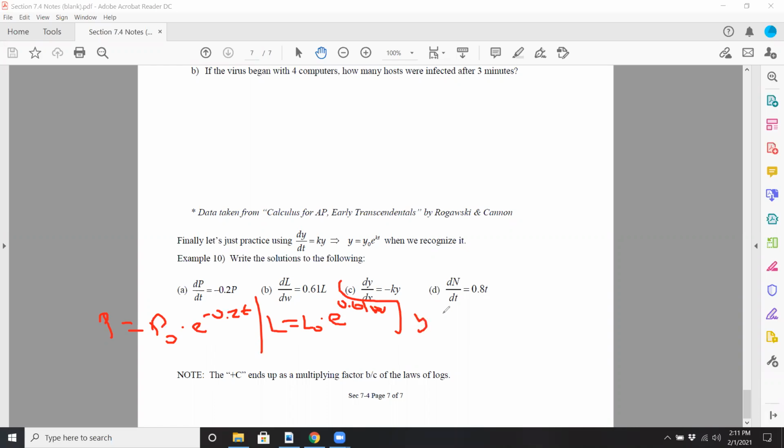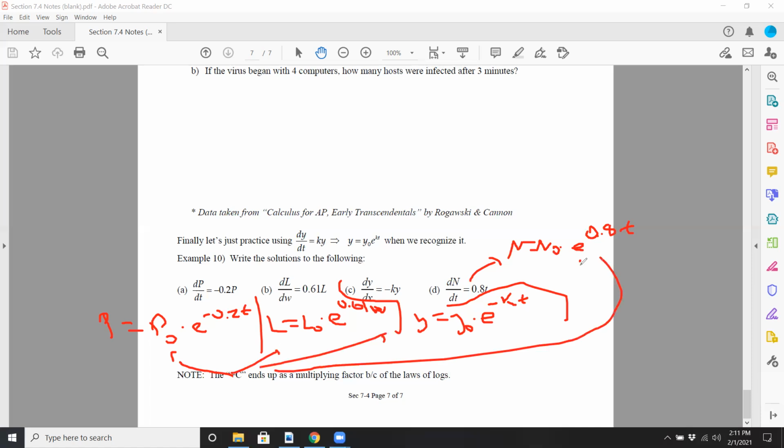Here you can say y equals y sub 0 times e. Now you have a negative here, so do e^(-kt). And then finally for d, you say N equals N sub 0 times e^(0.8t), where the k value is 0.8. So that's how you can do all these very quickly. And the plus C you don't have to worry about because it's already covered in the concept itself, in the multiplying factor right there. So anyway, that's it. That concludes the video.